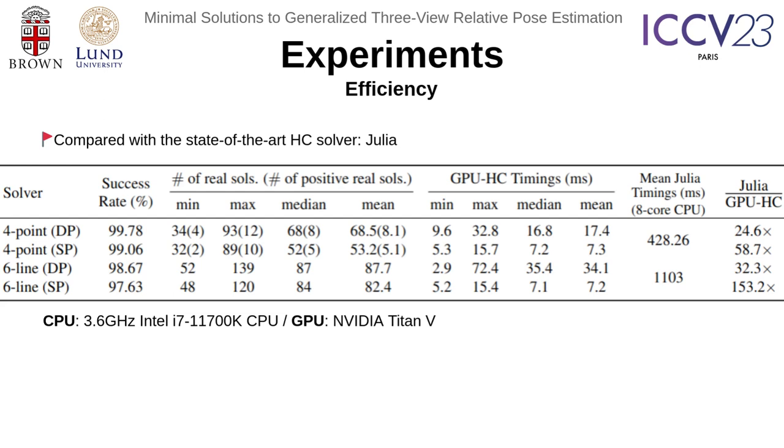Apparently, if using single precision, for the 4-point case, we gain more than 58 times speedup over the existing state-of-the-art HC solver, Julia, while for the 6-line case, more than 153 times speedup is observed. This shows that under a RANSAC scheme, say 100 iterations, our approach is able to efficiently provide solutions at millisecond scale.